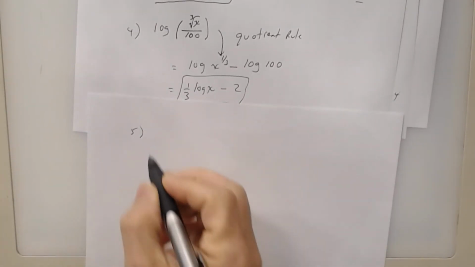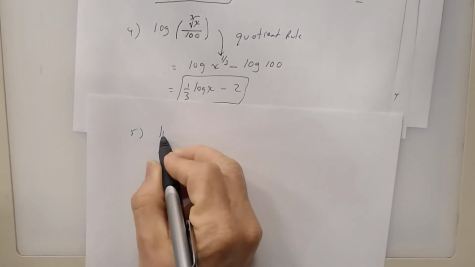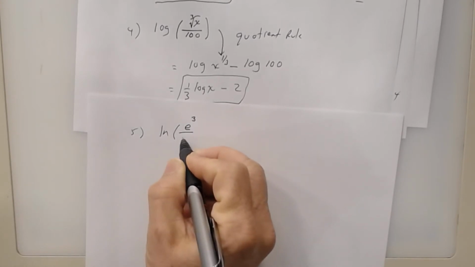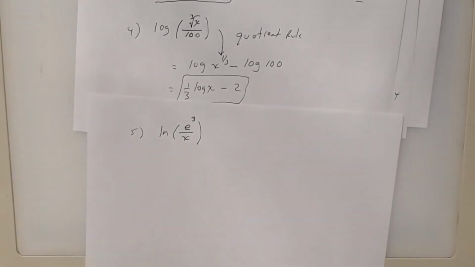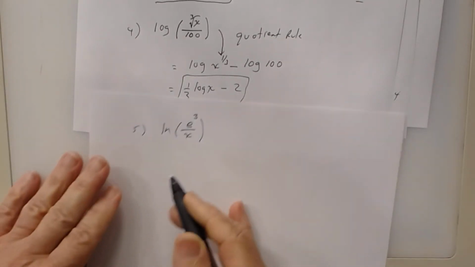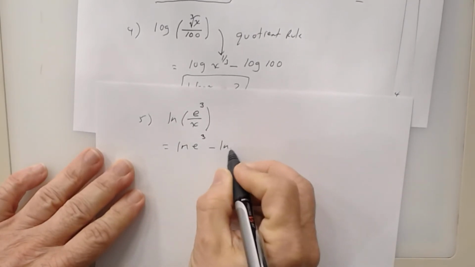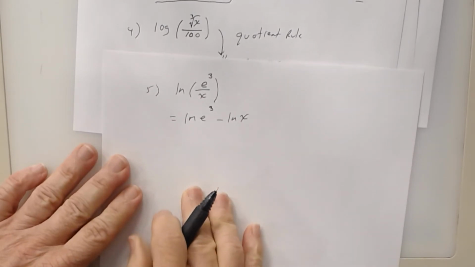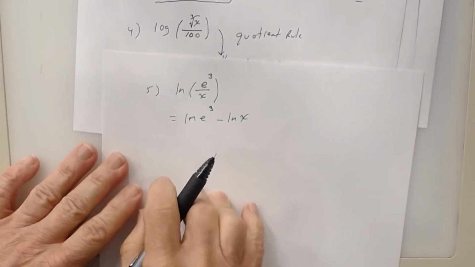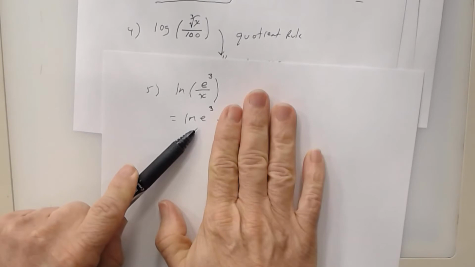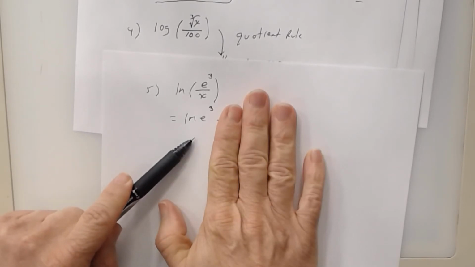What about number 5? Suppose we had the natural log of e cubed divided by x. What were we going to use first? Quotient. So you're going to say the natural log of e to the 3rd minus the natural log of x. Now, most of you already know from a previous lesson that that's just what right here? 3. If you want, you can go directly and say that's 3.